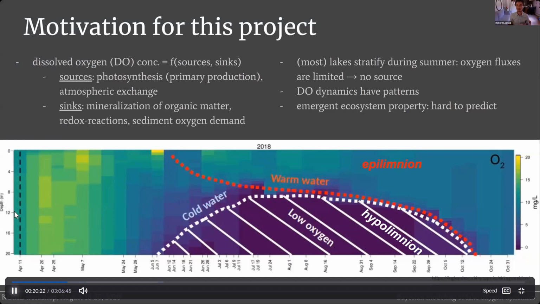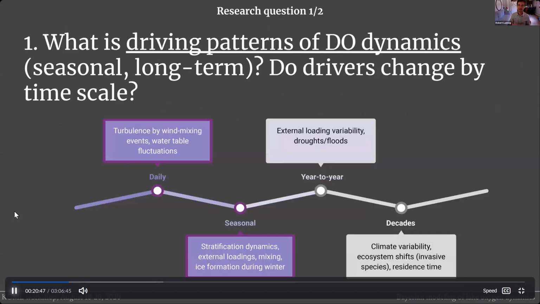And as you can see here in lakes, oxygen has dynamics, at least a seasonal one due to stratification. And also the depletion of oxygen is an emergent ecosystem property, which means it's really hard to predict because it depends on multiple factors like the catchment, the climate, or the biomass in the lake. So this is our first research question. What is driving the different dynamics of oxygen on different timescales? And do these drivers change over the different timescales?